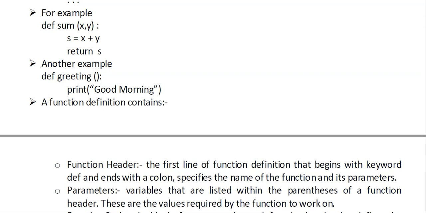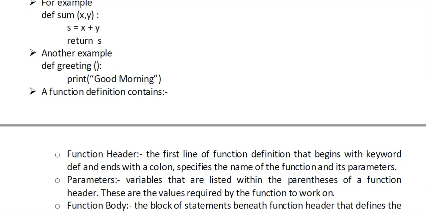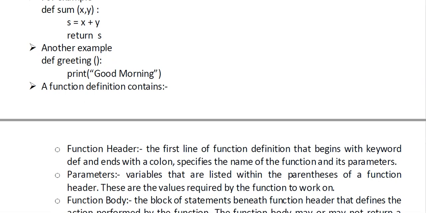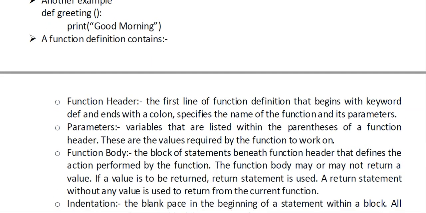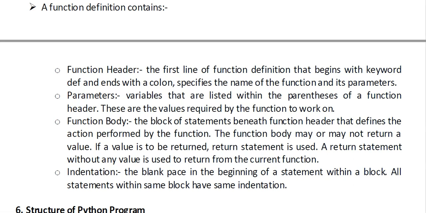The first example was one in which we were requiring some values from the user and also returning some value back to the user. But in the second one, we neither required any value from the user nor returned anything back. So you have seen what the function contains. The first one is the function header. The first line of the function definition begins with the keyword def and ends with a colon sign, and it has the name of the function and the parameters. So this is called the function header.